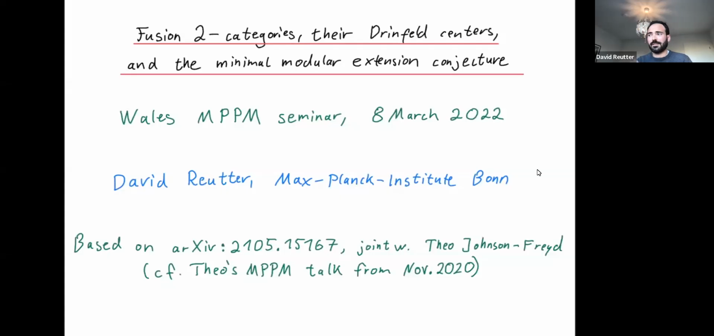And what are the ideas behind these structures?